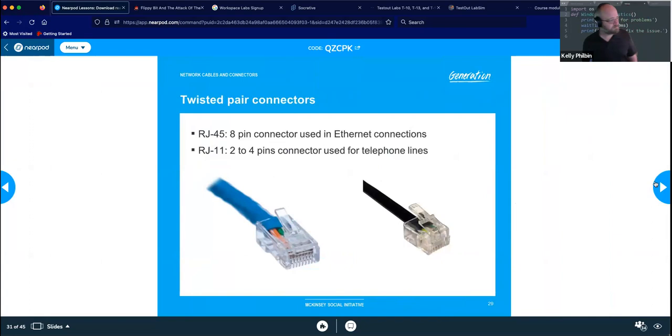Twisted pair, we talked about this earlier with cables and connectors. You have the two basic ones that you use. You have the squarish older POTS line connector here with 4 pins, and that is your RJ11. They'll typically use 2 to 4 pins, used for old school telephone lines, ISDN, stuff like that. And you have the newer Ethernet cables with an 8-pin connector, more rectangular in shape, a more modern connector, and that is the RJ45.